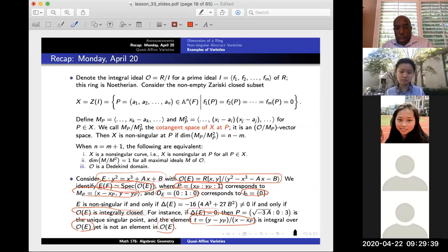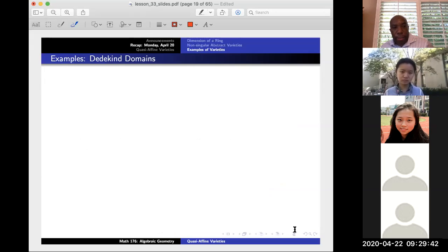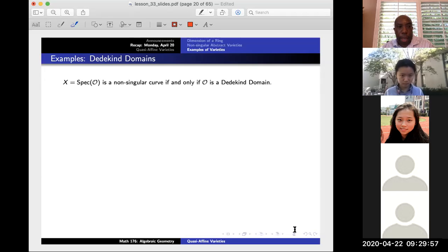Okay, all right. So now for the last half of class, I do want to start to go over some examples of Dedekind domains and then eventually get into what I mean by quasi-affine varieties. So let's maybe just start with some examples of Dedekind domains. So remember the philosophy is this. Spec O is non-singular if and only if O is a Dedekind domain. Right, so now this is just purely a question about rings. So you give me an integral domain and we're going to try to ask some questions.